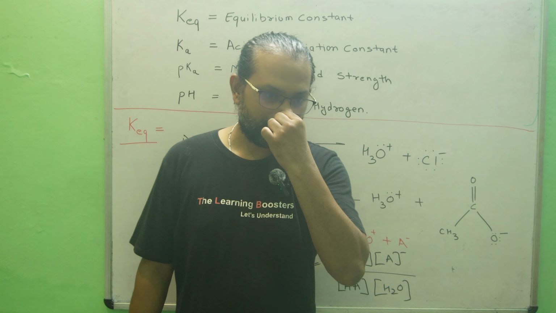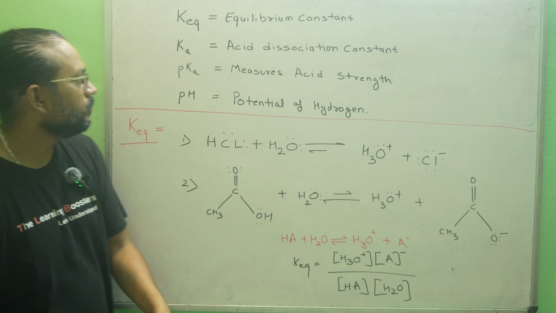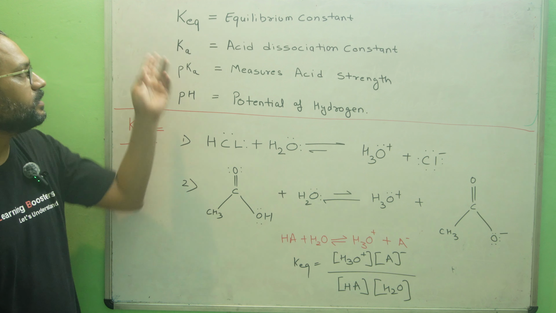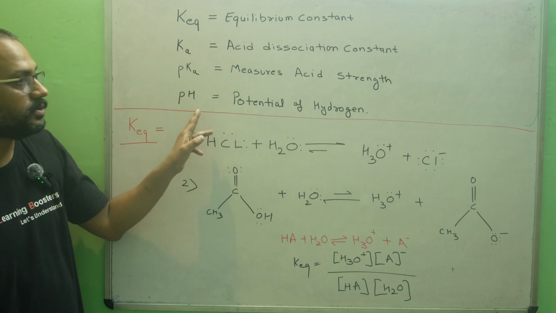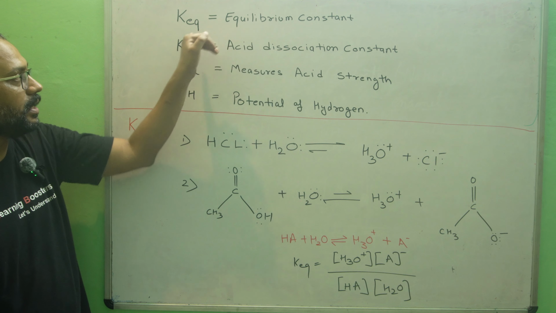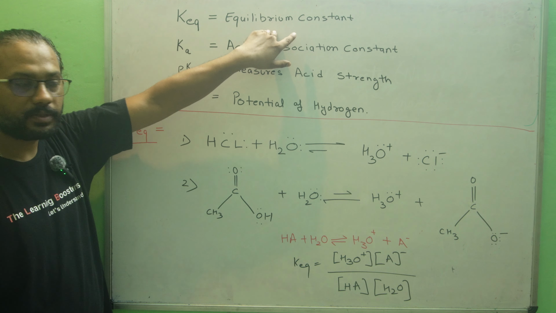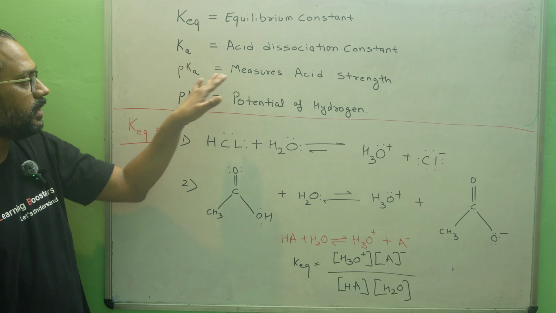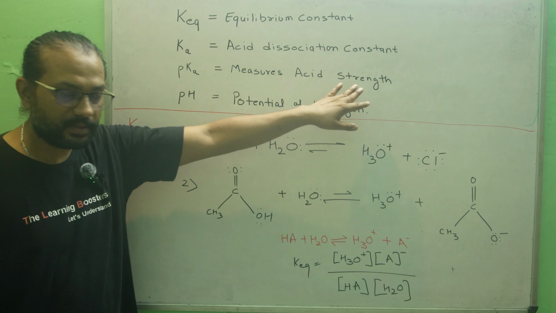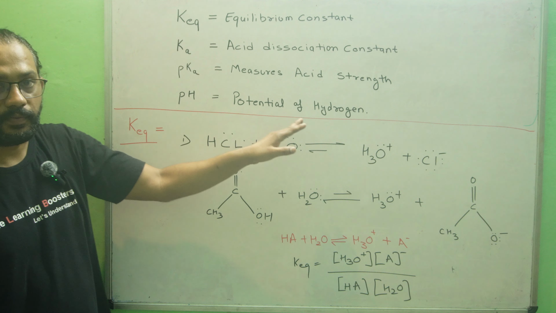Now today in this lecture we'll discuss four major concepts. One is K equilibrium, then Ka, then pKa and then pH. K equilibrium represents an equilibrium constant. Ka represents the acid dissociation constant. pKa is a measure of acid strength and pH is the potential of hydrogen.